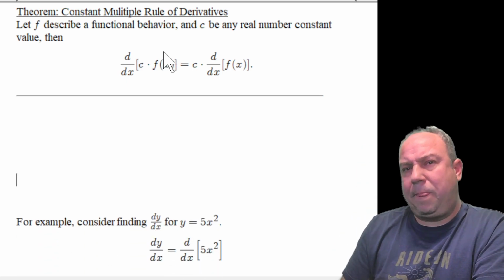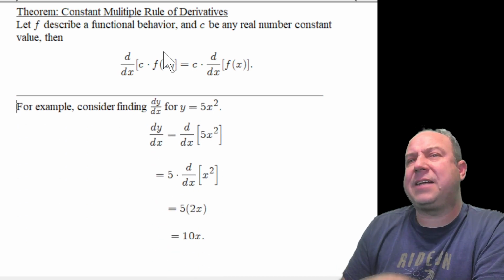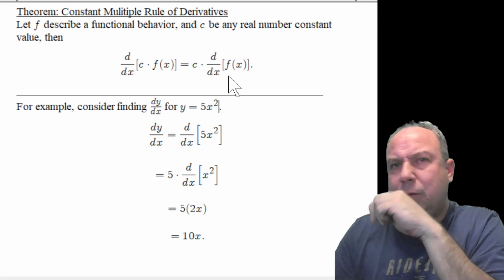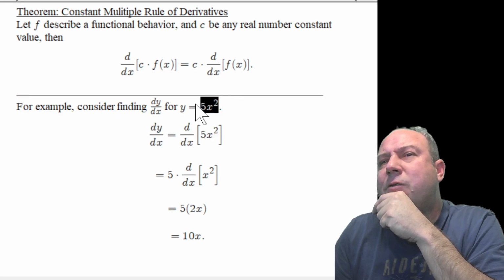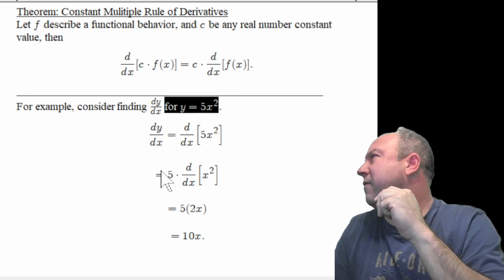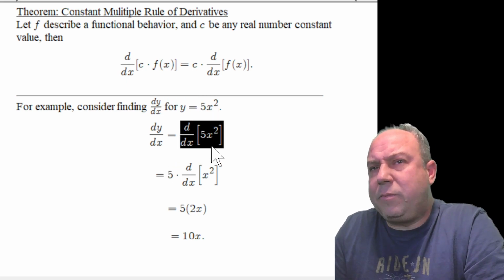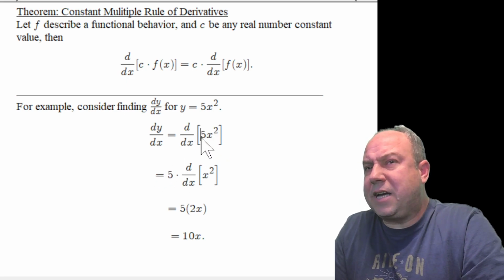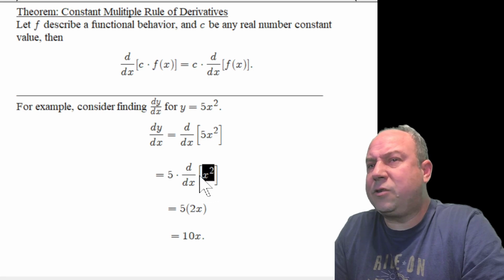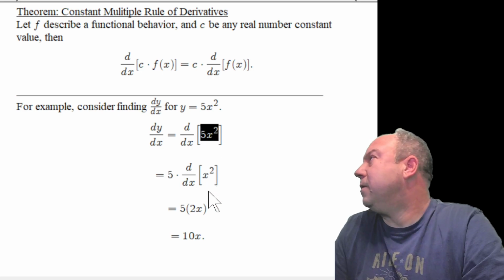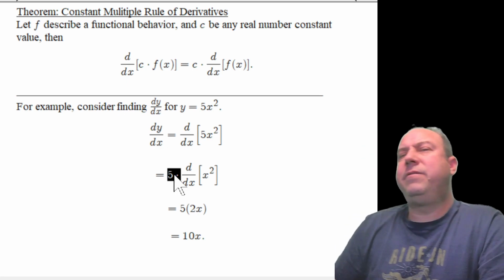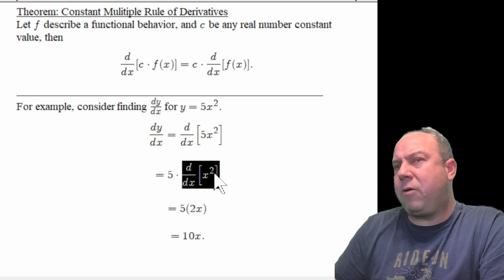For example, I give here, we might find dy dx, the derivative when y equals 5x squared. Consider finding the derivative for this function where y equals 5x squared. Well, following the rules, that would be the derivative with respect to x for 5x squared. And that 5 is a constant multiple being multiplied by the square function. So I can take that 5 out of the derivative operator as a constant multiple and make it a constant multiple of the derivative for what is just the derivative of the power function x squared.